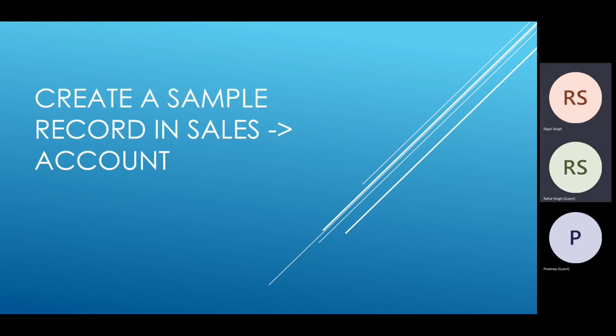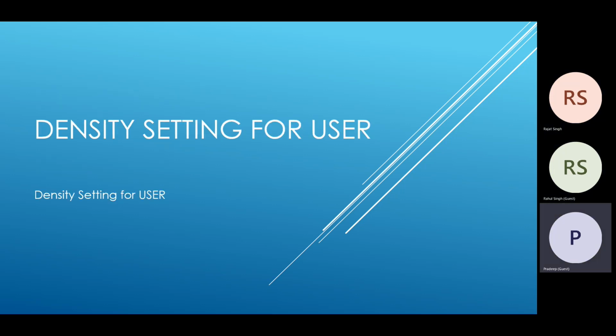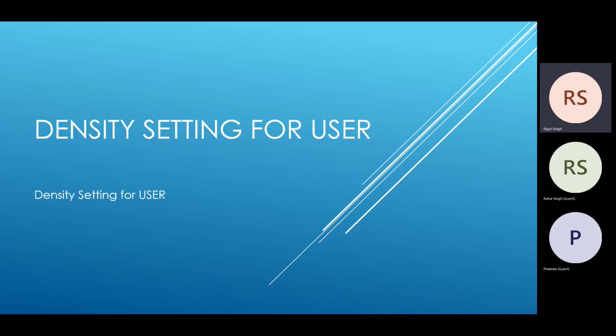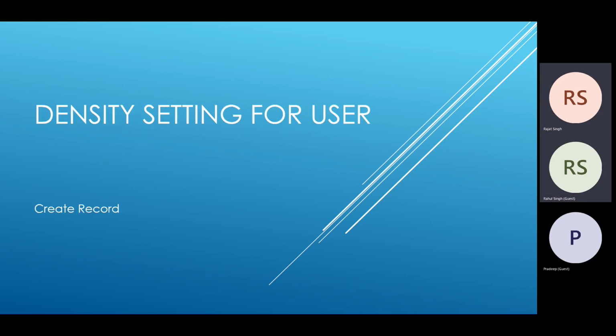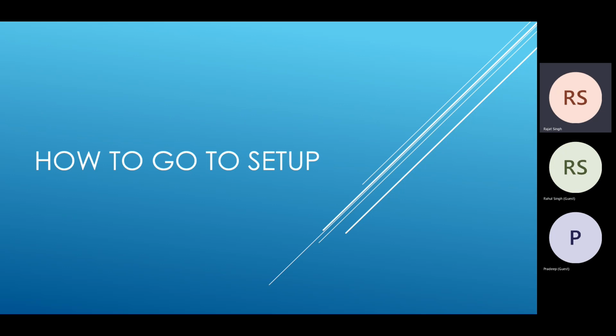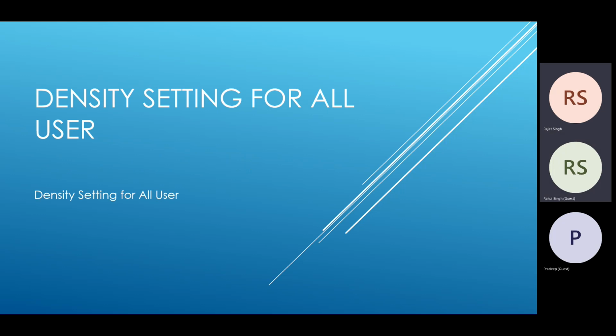Into density setting, let's go back. We started with this, and we created a simple record in Sales Account. We just went to Sales Account and created a simple record, then did this setting. Then we learned how to go to Setup in Lightning UI. Whenever you land in Lightning you land onto Setup, but if you are on the home page, we saw how you can go to Setup.